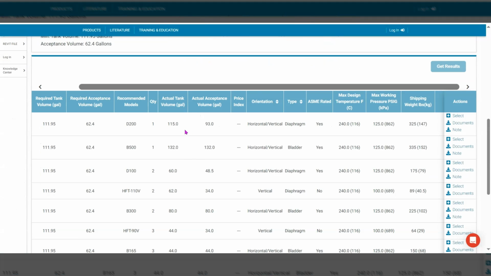So that is the sizing of a diaphragm or bladder tank using the Bell & Gossett ESP Systemwize program.